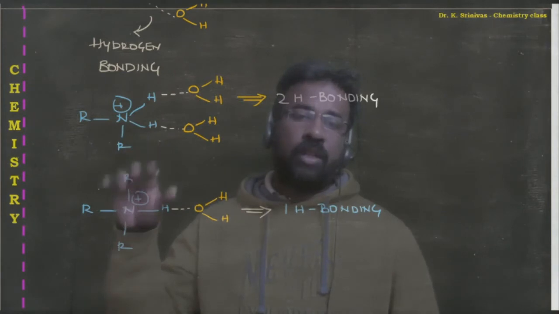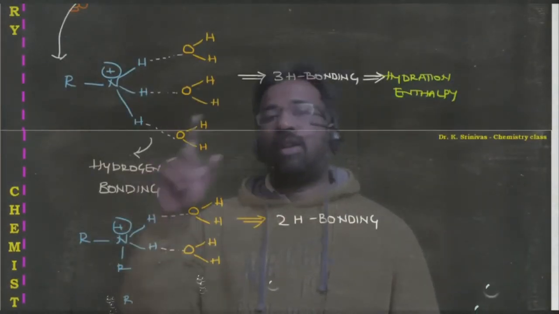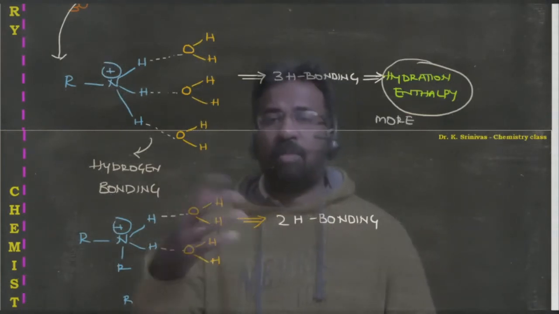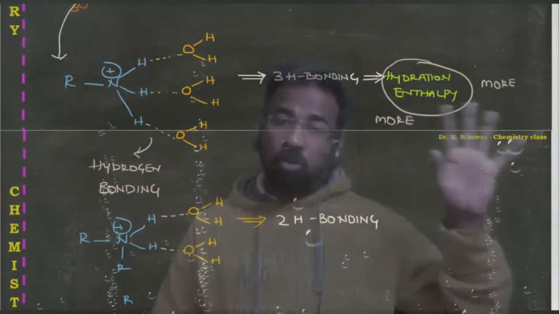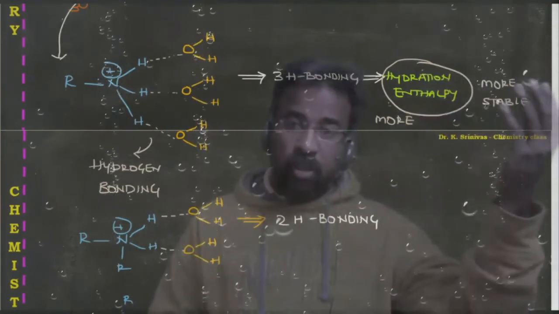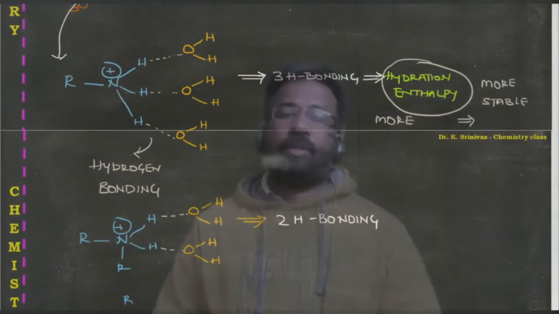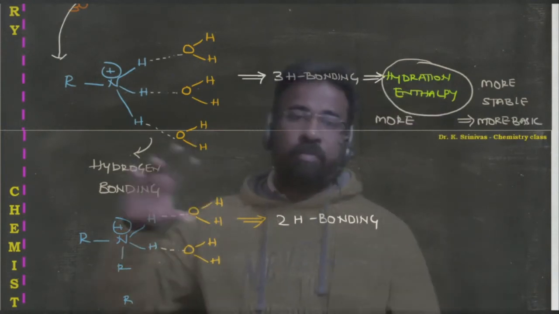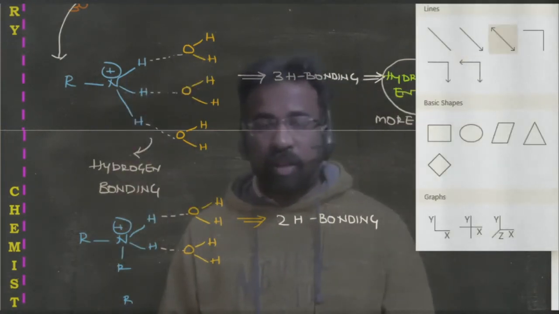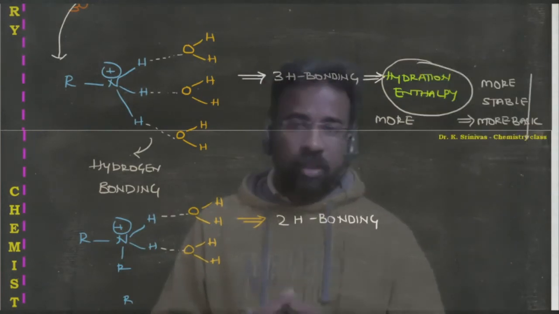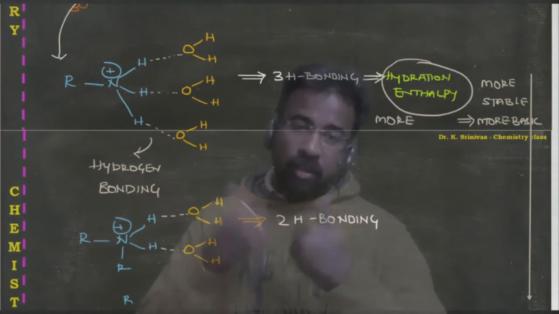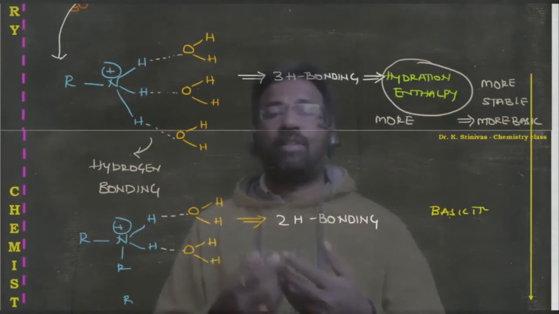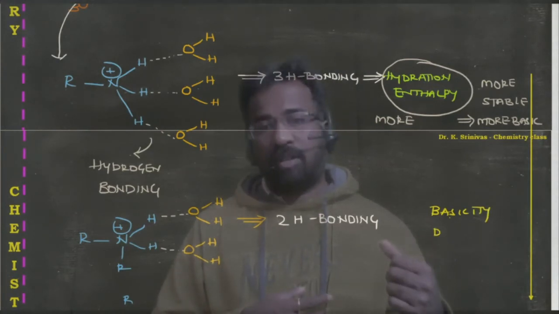Here, if you check carefully, the primary amine has three hydrogen bondings, more hydration enthalpy, more liberation of energy, therefore more stable. Whichever is more stable is more basic in nature, dear students. So from top to bottom, what is happening? There's a decrease in hydration enthalpy. Due to this decrease, the stability is decreasing. Whichever is less stable is less basic in nature.